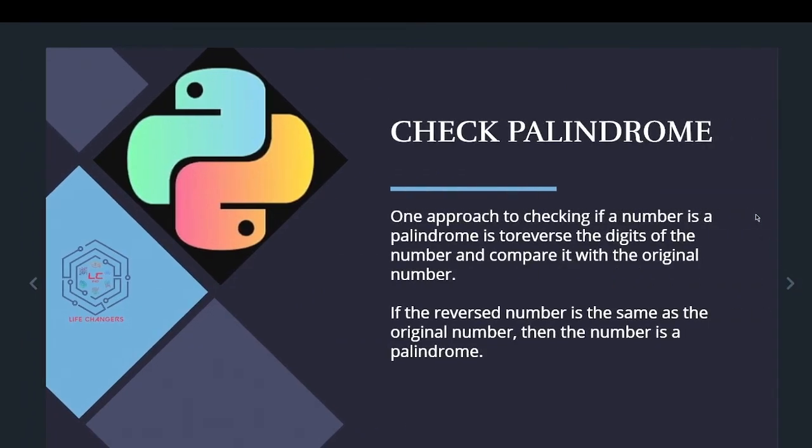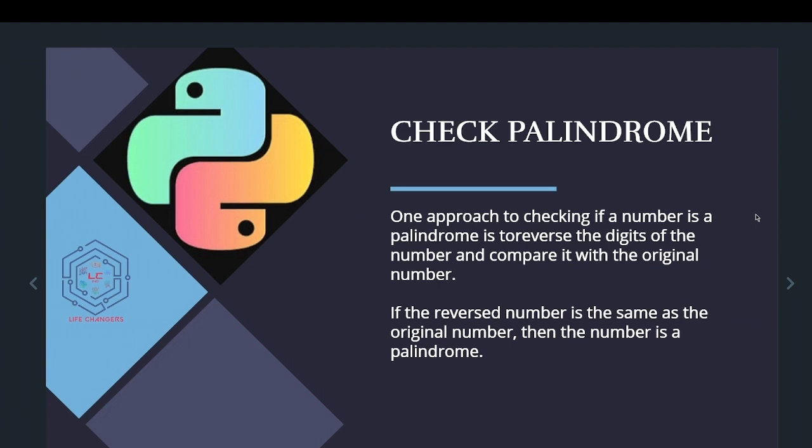Check palindrome. First of all, you need to be clear about what a palindrome is. Check whether this string is a palindrome or not. A palindrome is a word, phrase, or sequence that reads the same backward as forward. For example, take the word madam, M-A-D-A-M. If you read it backward, it is M-A-D-A-M as well. Similarly with I, rotor, racecar, level, etc. These are all palindromes.